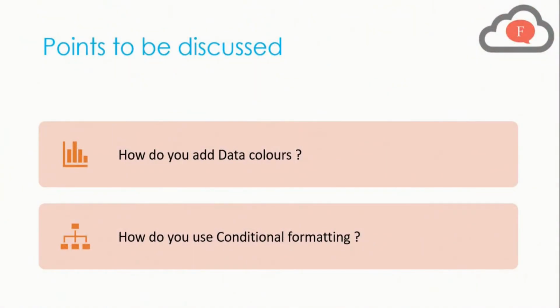Now let us go further and talk about the points to be discussed in this video. So in this video we will particularly talk about how you add data colors in your visualization, and secondly how you use conditional formatting in your visualization. To cover all these things we have to go into Power BI Desktop. So let's go to Power BI Desktop and see how this works.